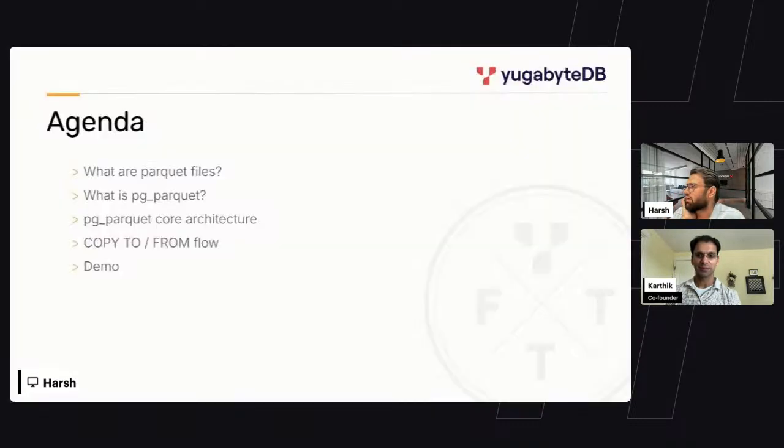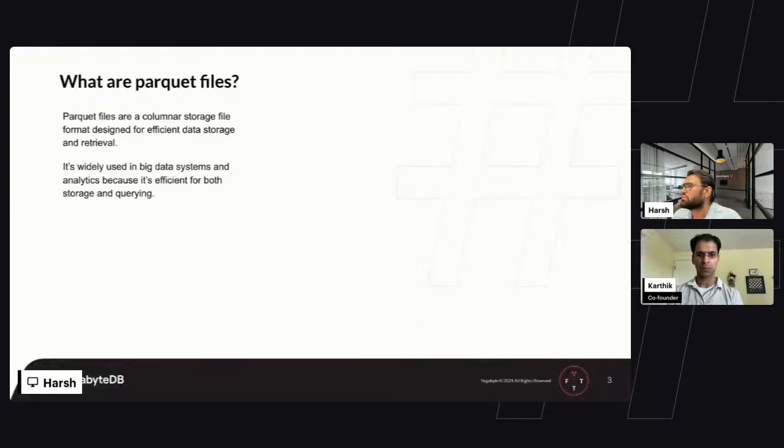Yeah, cool. This is the agenda for today's session. I'll start with giving a brief introduction about Parquet files and PG Parquet. We'll talk about what Parquet files are and what the PG Parquet extension actually is. I'll also delve into the core architecture of the PG Parquet extension, and try to explain the top level view of how it works. At the end, we'll also have a demonstration to show you how we can use the PG Parquet extension with YugabyteDB. So Parquet files are a columnar storage file format, which is designed for efficient data storage and retrieval.